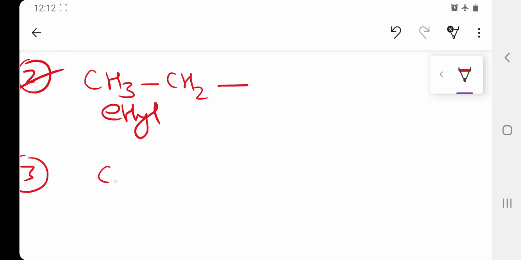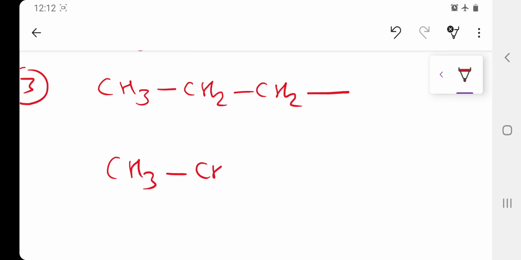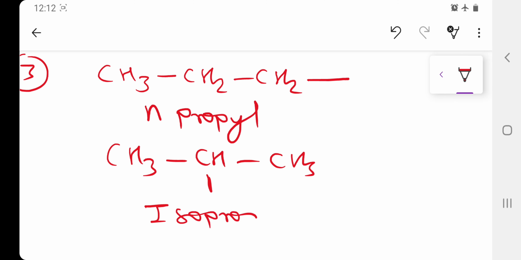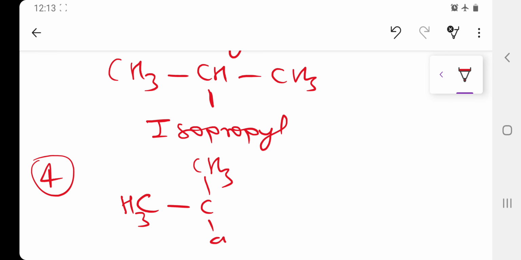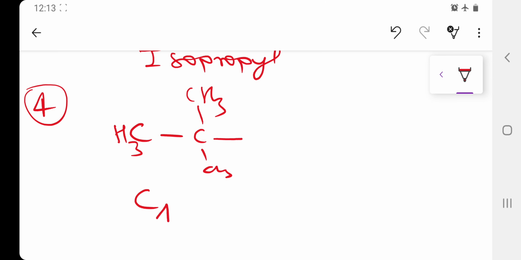Then propyl carries two kinds of alkyl group: the straight chain one is the N-propyl group, and the branched chain one is the isopropyl group. This one is N-propyl, this one is isopropyl, and this last one is a tertiary butyl group, that means CH3, CH3, CH3, and here is the empty bond. So the structure is C4H, how many H are there, 3, 3 and 3, so H9.